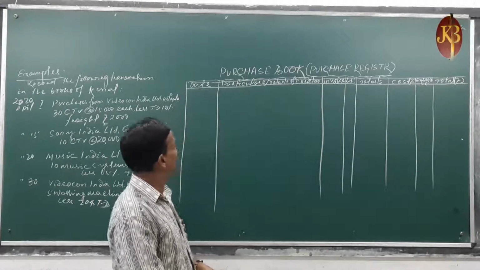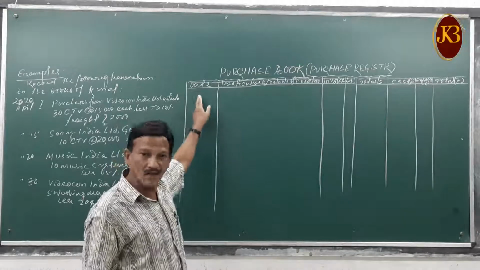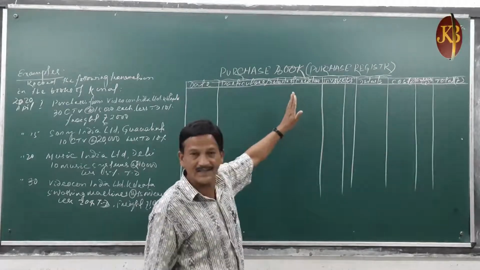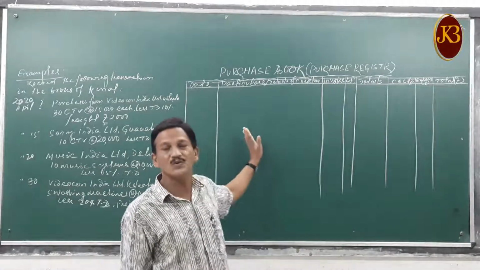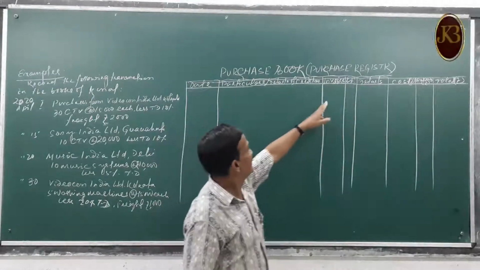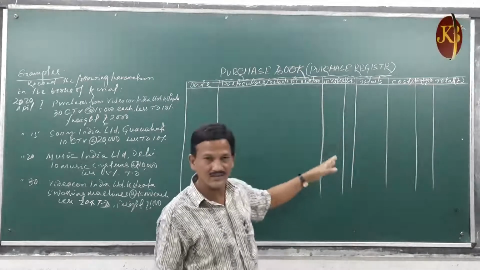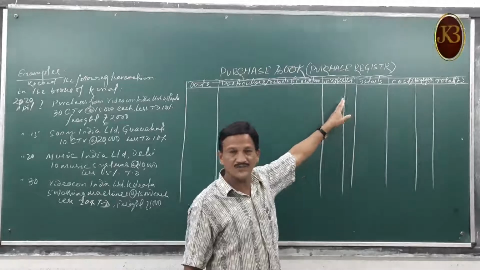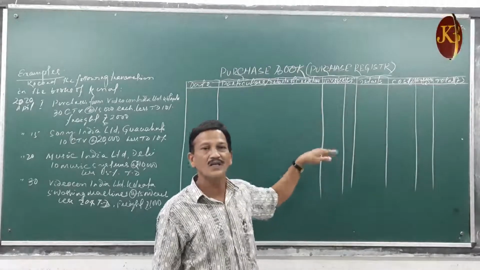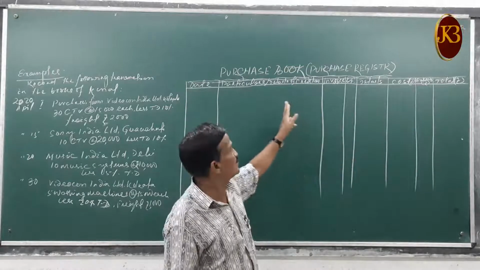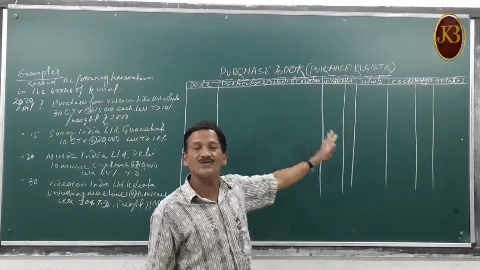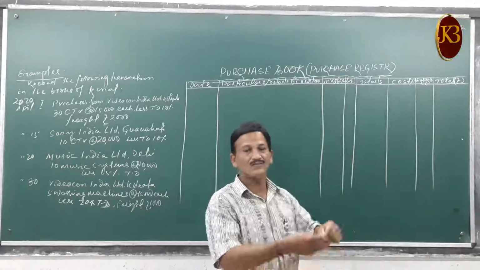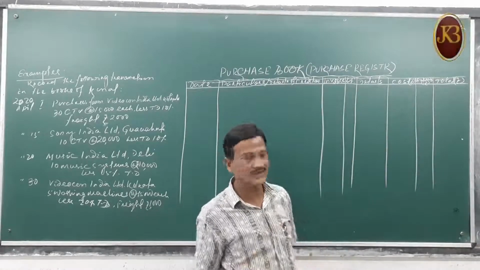The format of the purchase book is like this. The first column is the date column, then a particulars column, the details of the creditor from whom the goods are purchased. Then the invoice column, that is the invoice number quoted. Then the ledger folio column, that is the reference page of the ledger book in which that creditor's account is maintained. Then details, this column shows the detailed calculations.